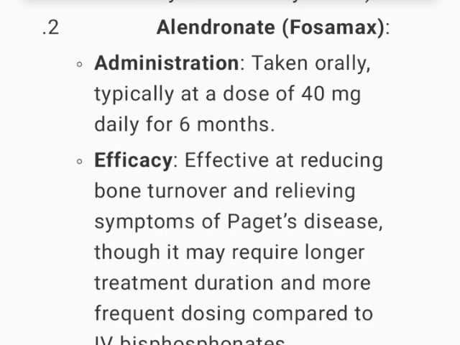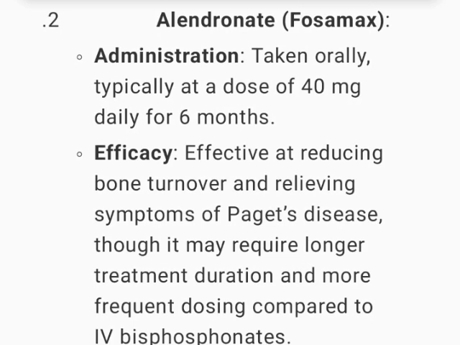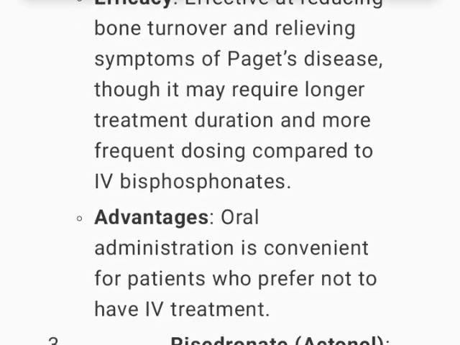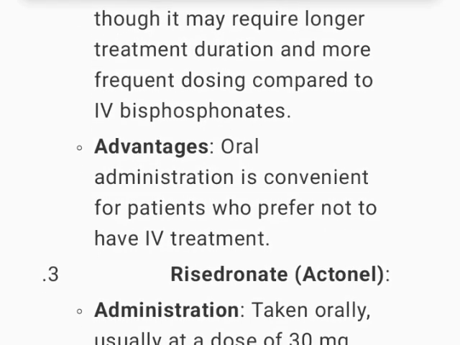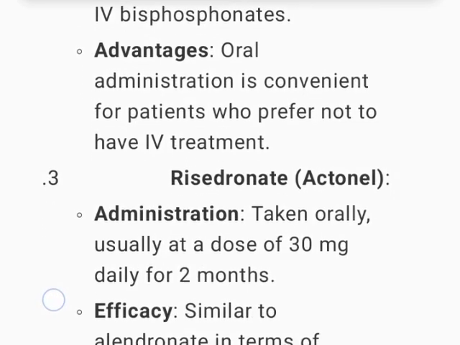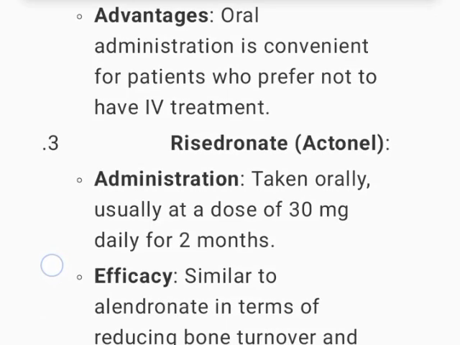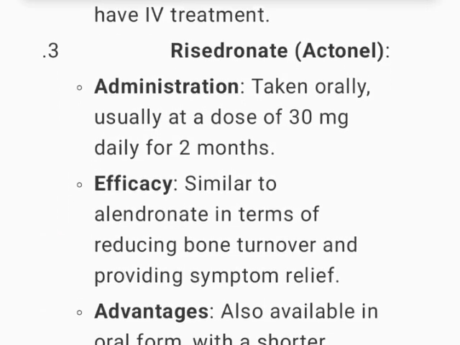2. Alendronate, Fosamax. Administration: taken orally, typically at a dose of 40 milligrams daily for 6 months. Efficacy: effective at reducing bone turnover and relieving symptoms of Paget's disease, though it may require longer treatment duration and more frequent dosing compared to IV bisphosphonates. Advantages: oral administration is convenient for patients who prefer not to have IV treatment.